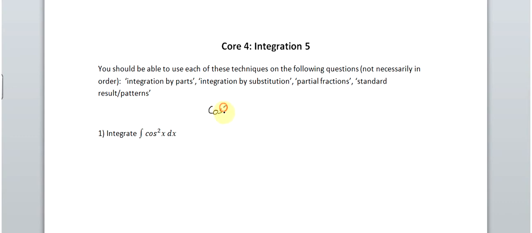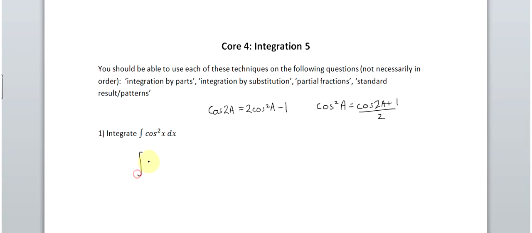So cos of 2a is equal to 2 cos squared a minus 1. And this lets us turn something we can't integrate into something we can. So if we just rearrange this, we get cos squared a is equal to cos of 2a plus 1 divided by 2. And that's what we're going to substitute here.